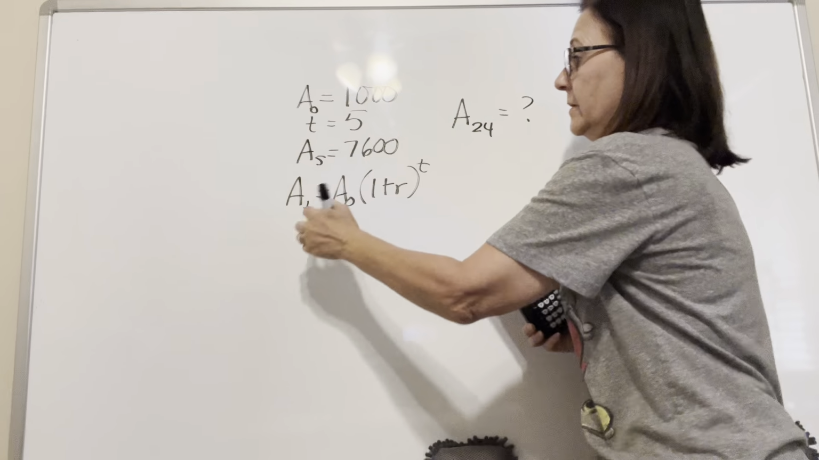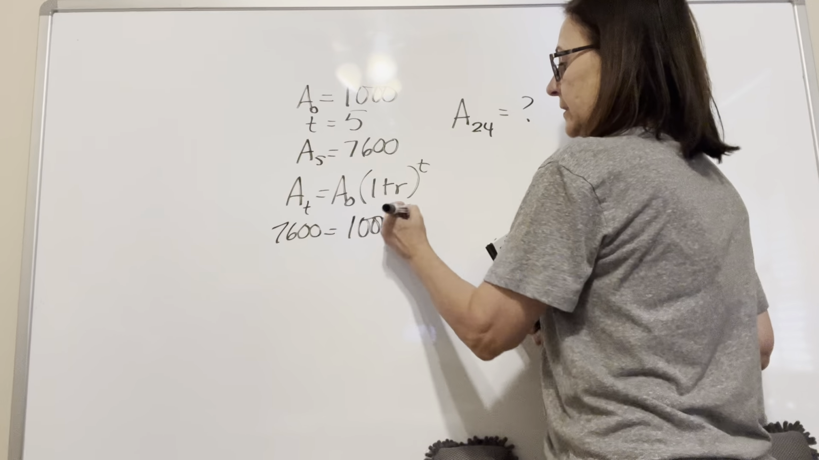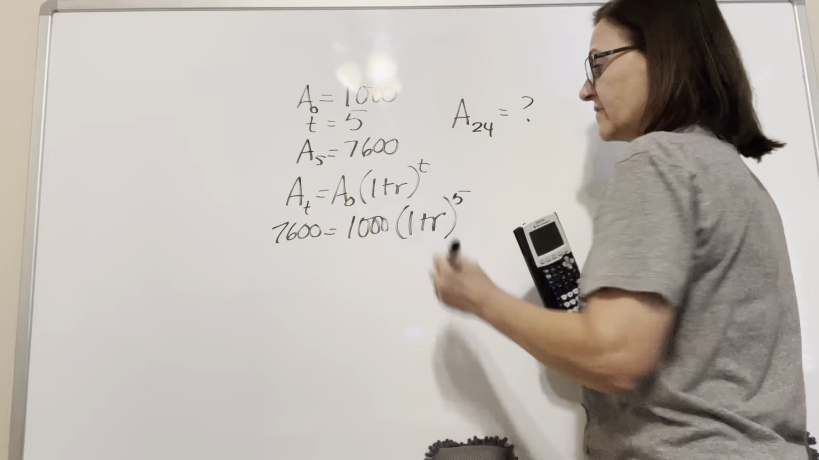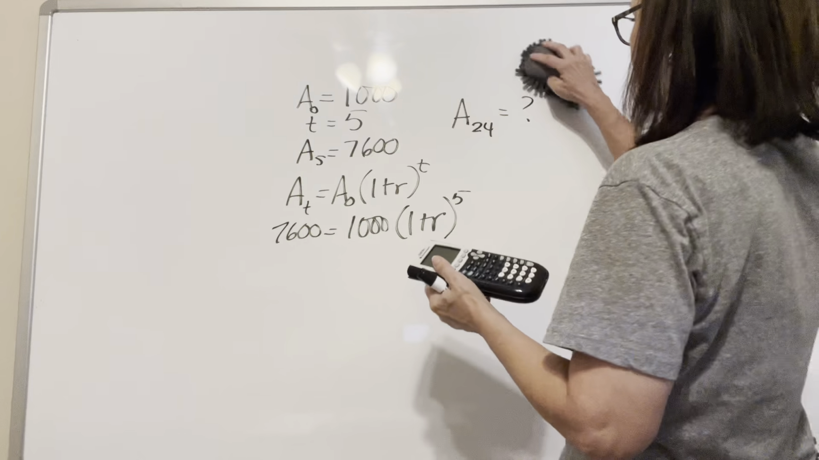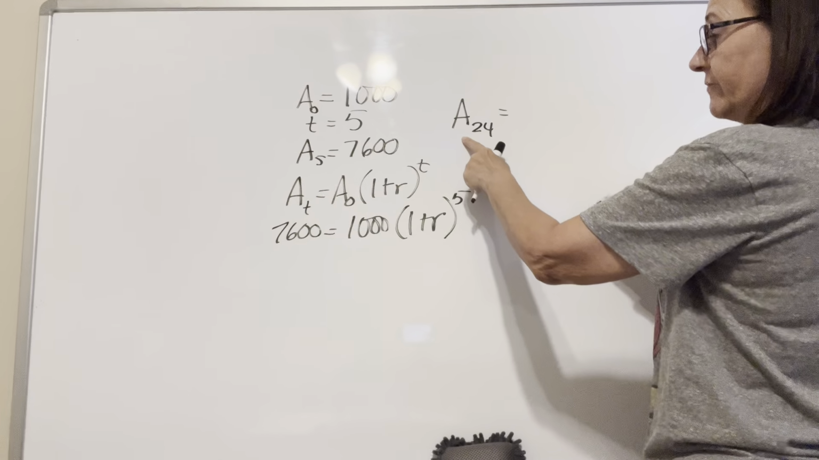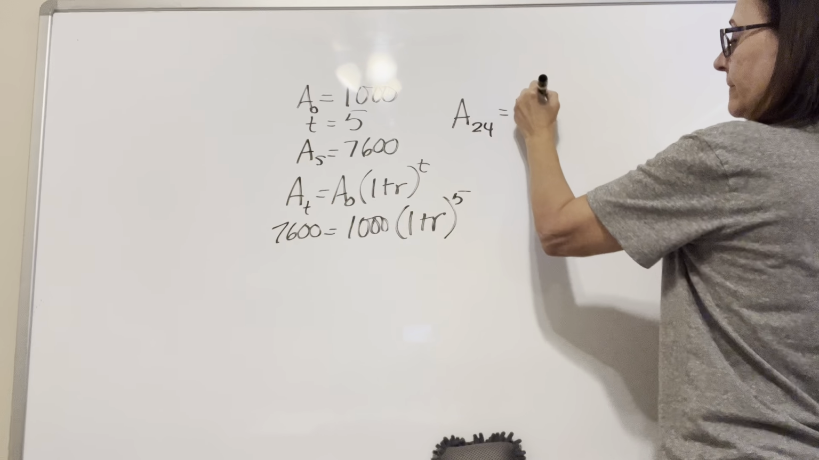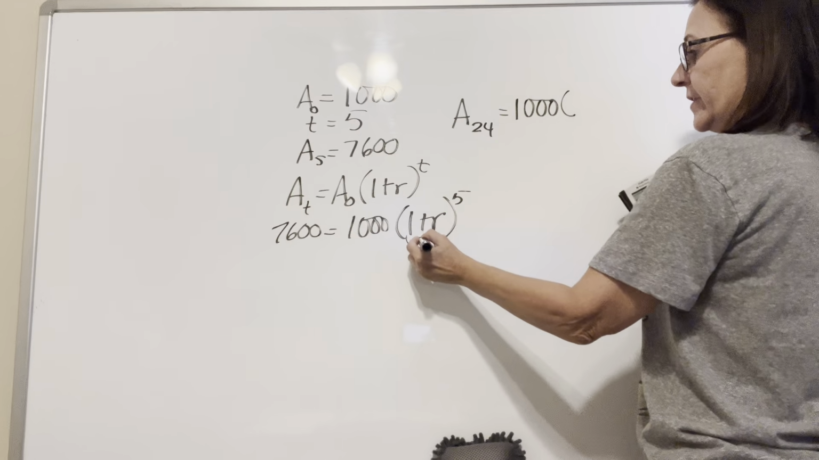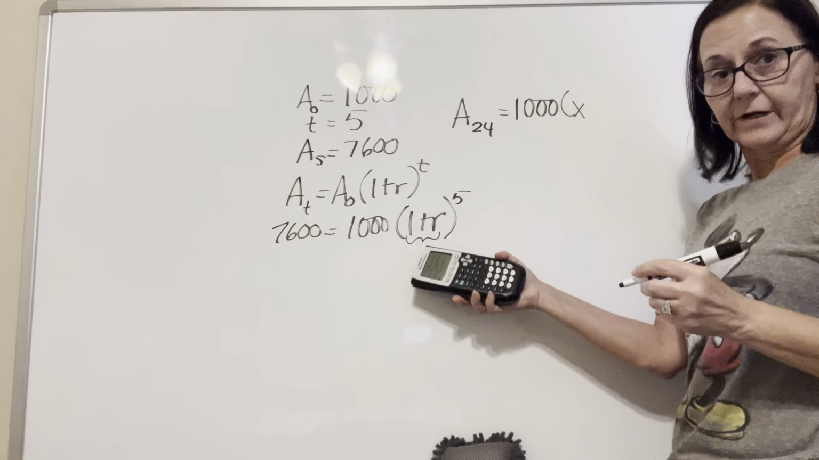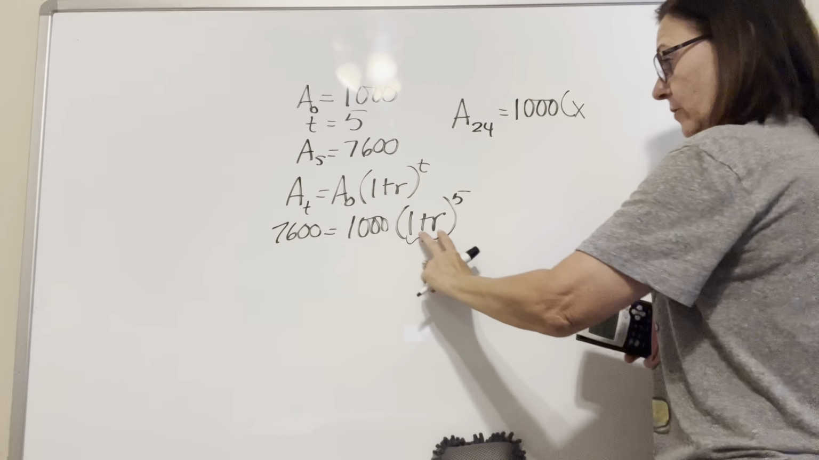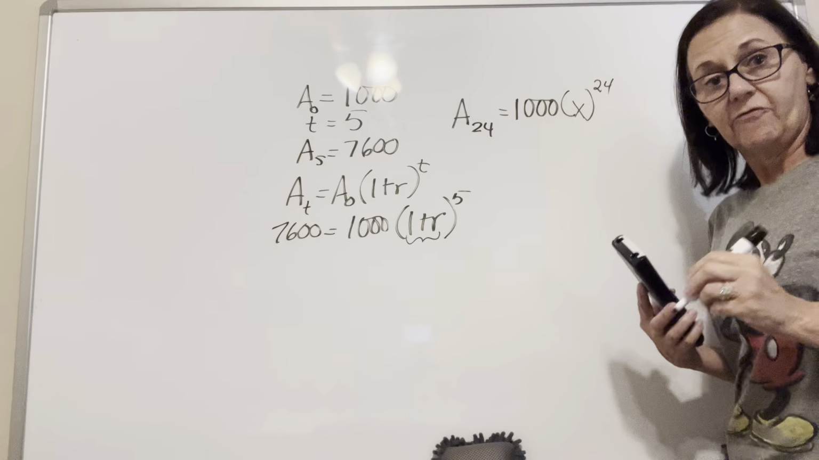All right, so I'm going to set 7,600 equals my original amount, 1,000, times 1 plus the rate, to the 5 hours. So I'm going to get what this is, because the amount after 24 hours is going to be 1,000 times whatever this value is, right? That's what I'm solving for here. This is going to represent 1 plus the rate, and I'm going to raise it to 24 hours.